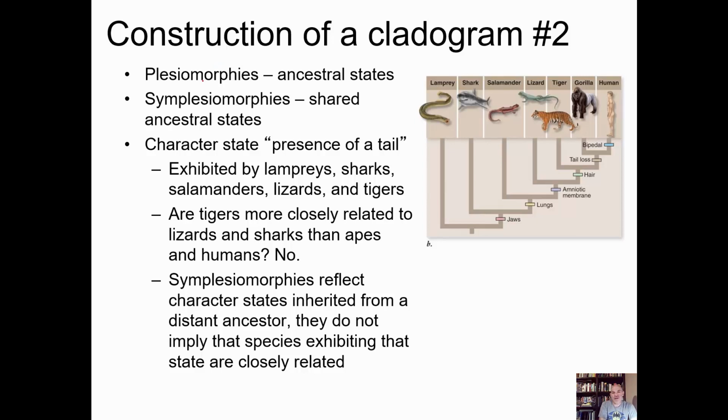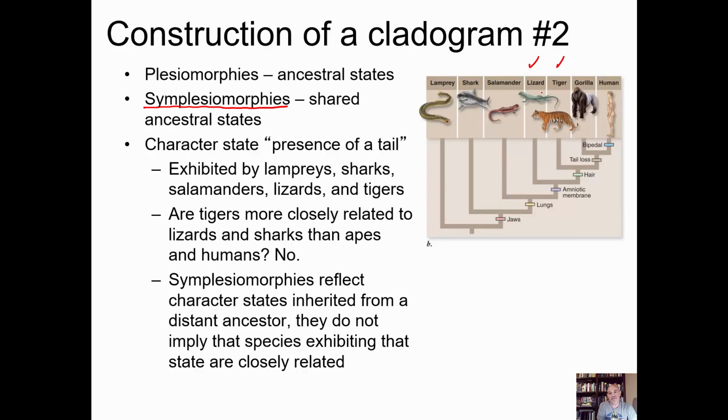And so an ancestral character that's shared is called a symplesiomorphy. You have to be careful because although it's shared, that shared ancestral character doesn't imply a close relationship. An example here: if we were just to look at tail alone, and you looked at a lizard, you'd say, well, a lizard has a tail and a tiger has a tail, so those two must be more closely related than the tiger is to the gorilla. And that's not the case.